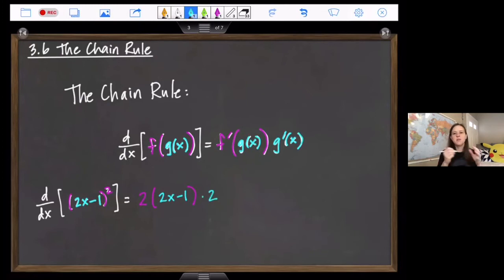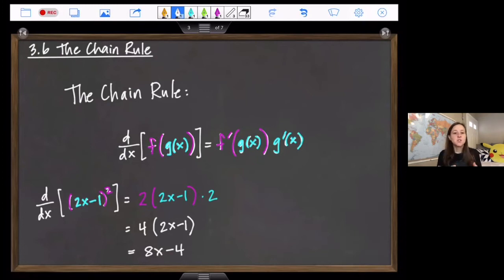So let's take the derivative of the outside function, leave the inside function alone, multiply by the derivative of the inside function. So let's just check this one to see if we get the same answer we did before. I've got a 2 on either side of those parentheses, so I'm going to combine those into a 4 out front. And then if we distribute the 4 through the parentheses, we get 8x minus 4. And that's the same answer that we got by multiplying it out.